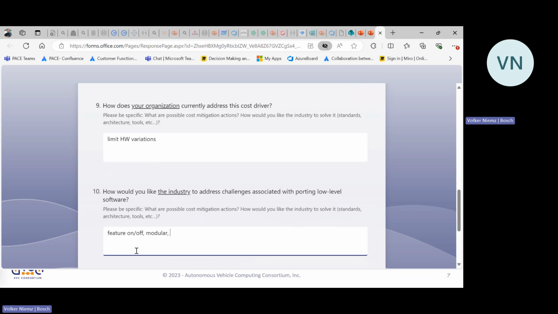So as an example, FUSA, I think we need a deeper dive at the industry level. That's what you asked me. Software.